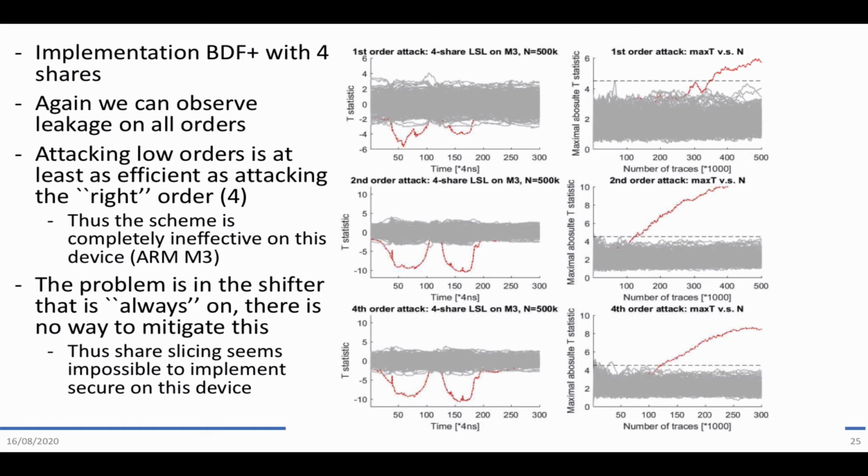So this means really that anything that the masking scheme tried to achieve essentially falls down. And it's not just that the masking scheme is problematic, it's that it simply doesn't fit the reality of the ARM M0 and M3 architecture. And the problem in here is that there is this shifter which is always on, and there's no way to mitigate against this. This shifter will be doing its job, whether it suits us, cryptographers, or not, which means that basically there is no way of implementing share slicing on this processor securely.